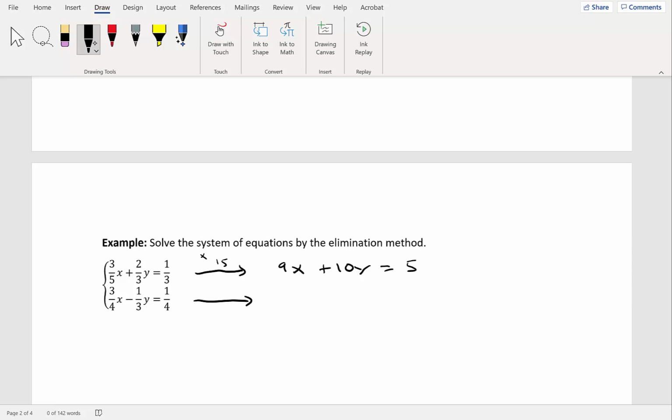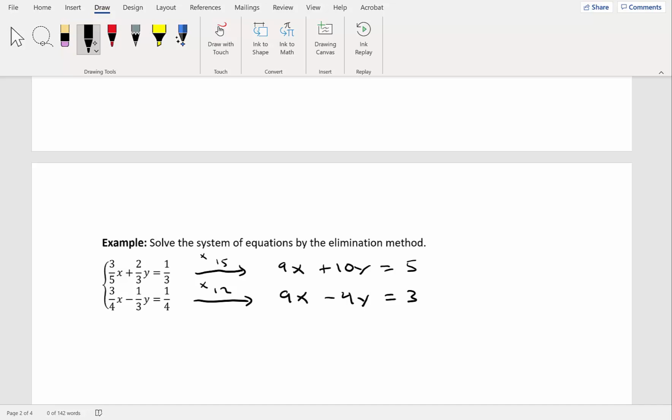Now let's take a look at the bottom equation. With the bottom equation, our LCD there is 12. So let's go ahead and multiply everything by 12. So 12 times 3/4 x gives me 9x. 12 times negative 1/3 y gives me negative 4y. And now 12 times 1/4 gives me 3. So I'm left with these two equations without any fractions in them.